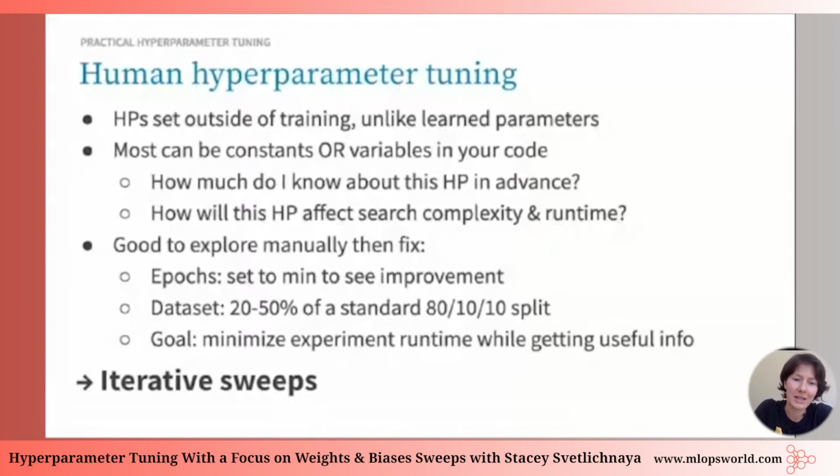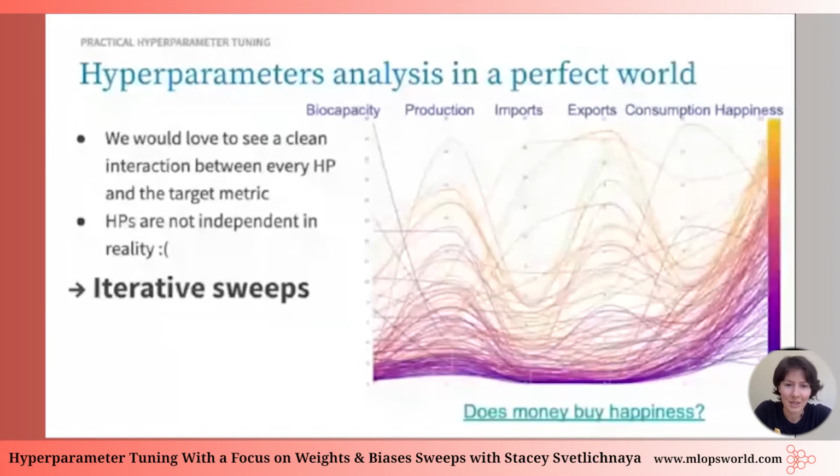But basically, each line here is one of 139 countries. And the economic indicators like production and exports there are connected to happiness surveys for that country. And you can see that it correlates in a very visually compelling way, where lower scores on all of those vertical bars are in purple and higher scores are in yellow based on the final column of happiness. But of course, in reality, the kind of hyperparameter interaction plots you make are not going to look this clean, so what can we do?